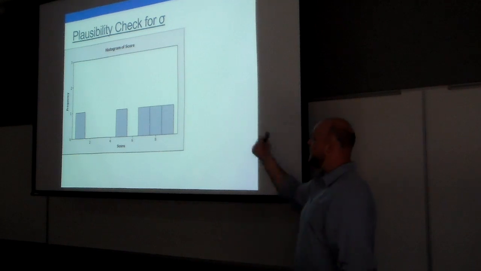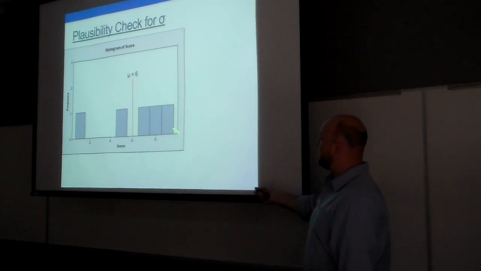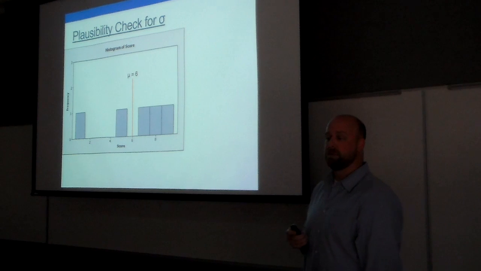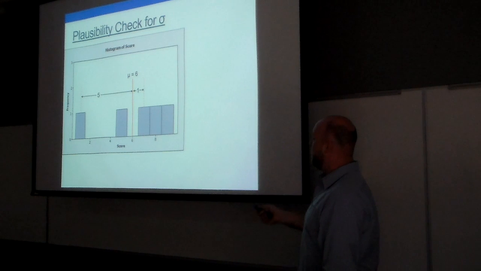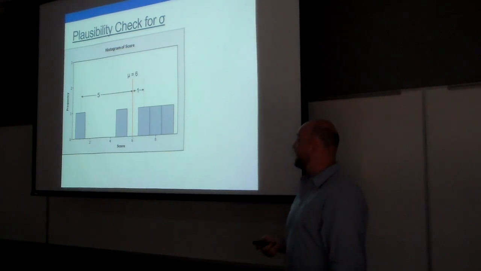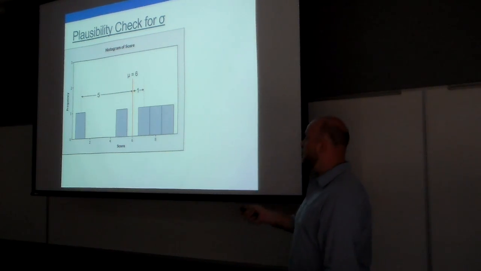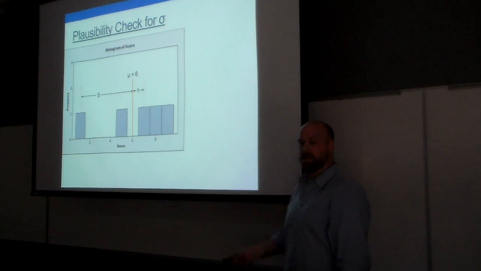Okay, so let's say here we've got a set of scores and I have a mean of 6. Okay? And I know that the distance between my mean and the next closest value is 1 and the farthest value is 5. Where should my standard deviation for this set fall?